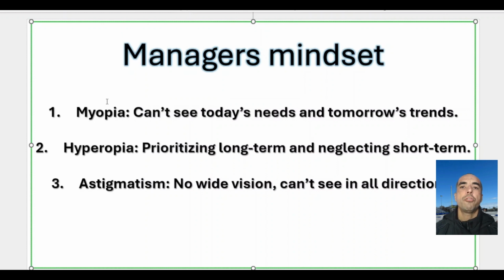The second one here, hyperopia. A lot of focus on the long term and neglecting the short term. And the third problematic manager, astigmatism. He has no wide vision, cannot see in all directions. So you have to strike the right balance and make sure the scenario doesn't influence your decision making. So that's my reflection about it.